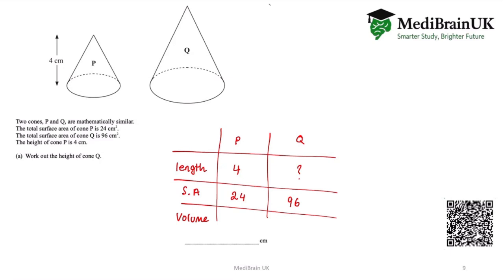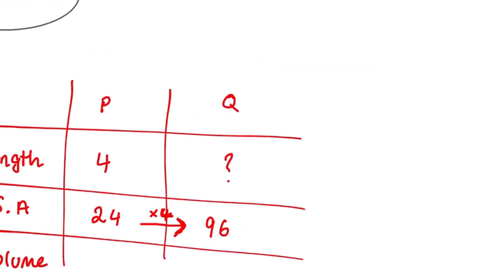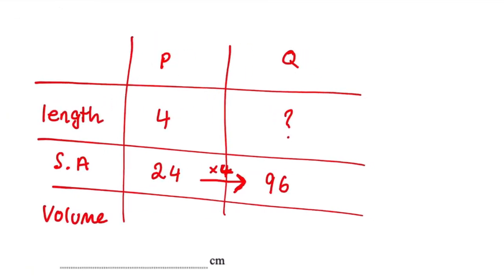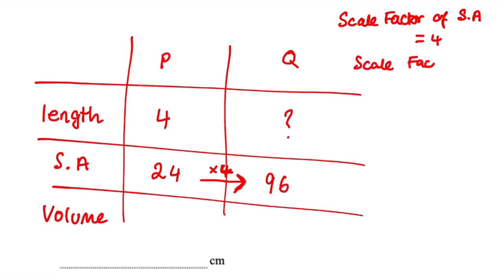Now there is a row where we know both numbers. So 24 to 96. How do we get from 24 to 96? If you type that into your calculator, we need to multiply by 4. That's how we get from 24 to 96. So that means that the scale factor of surface area is 4.